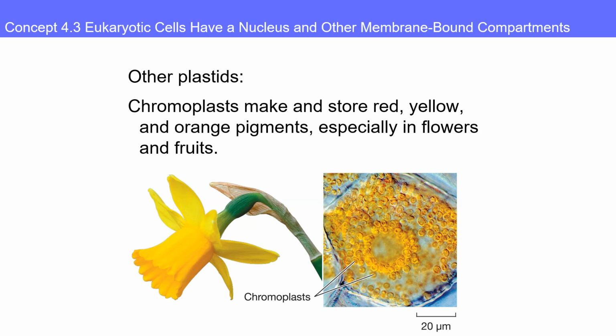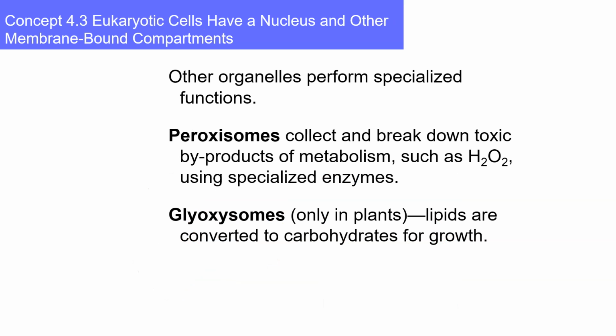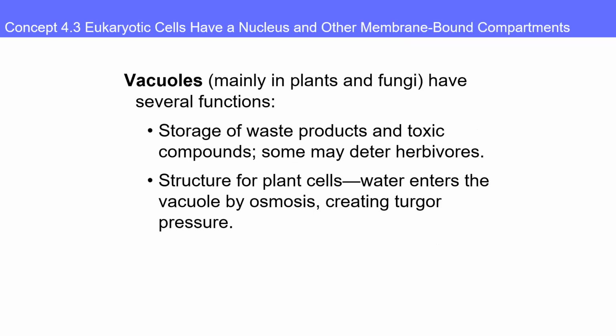Now, other plastids are things like chromoplasts, which make plants look pretty by giving them various colors, and other specialized organelles. Other organelles that are key to the cells are peroxisomes and glyoxysomes. Peroxisomes collect and break down toxic byproducts of metabolism, such as hydrogen peroxide, and they use specialized enzymes to do that, known as peroxidase, for instance. But other enzymes are going to be involved here for other chemicals. Glyoxysomes help break down lipids, and they're going to convert them into carbohydrates that plants need for growth.